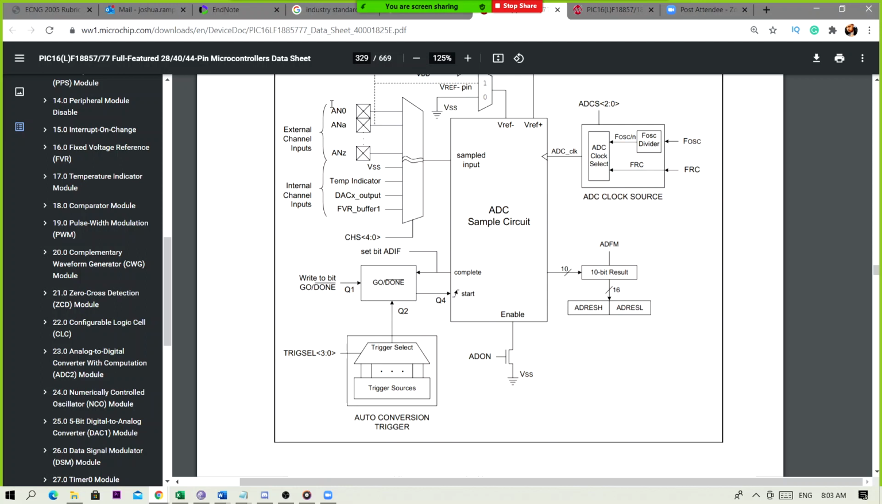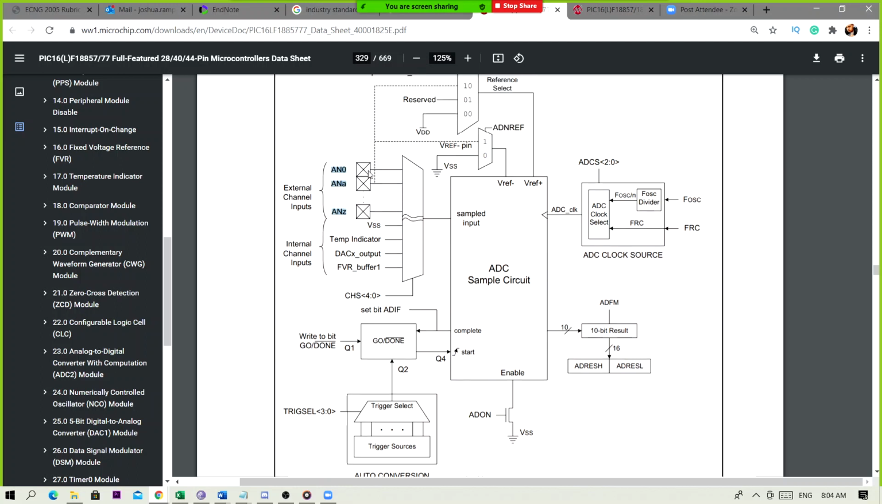So the inputs come from these three right here. Well, not those. Notice they say AN0, AN1, and then they have dot dot dot down to ANZ. Oh, so all of the AN ports. All of the ANs, right? You got it.